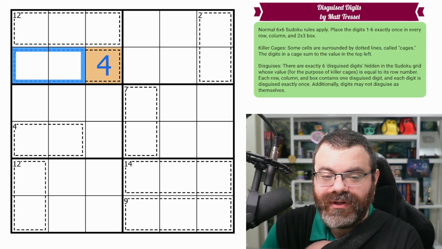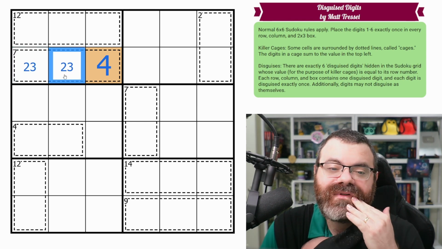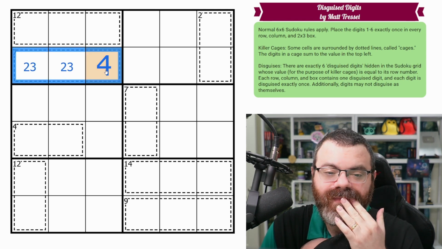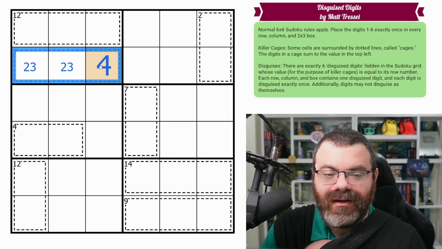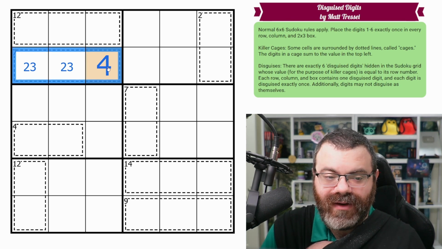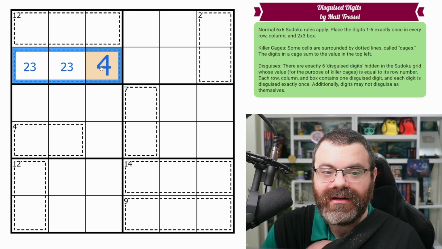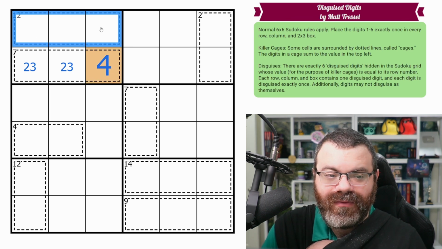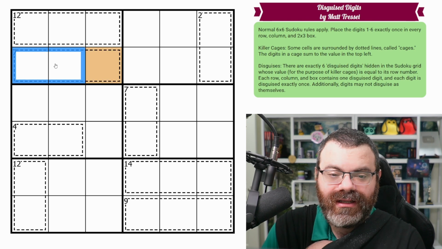We could do 2, 3. Okay. So if this was 2, 3, 4, and the 4 was disguised, we would add to 7. That would work. So I was wrong about not working. And then up here, we would have the 1, 5, and 6, which do add to 12. Okay, so that is one possibility.